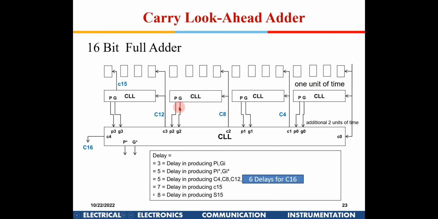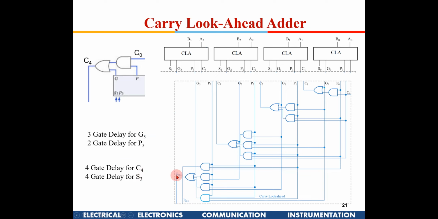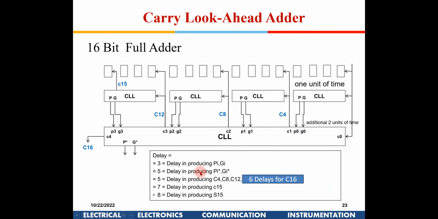From here to generate P00 for the next block, it will take another 2 gate delays. This we talked about, right? This is another 2 gate delays here. These 2 delays, because there is 1 gate here, second gate here, right? From the input, if you see here, this is going to put an additional 2 gate delays out here.